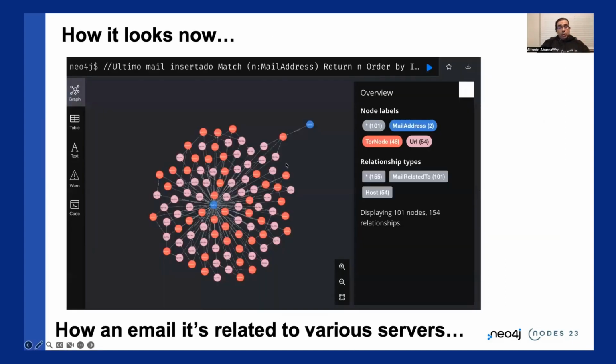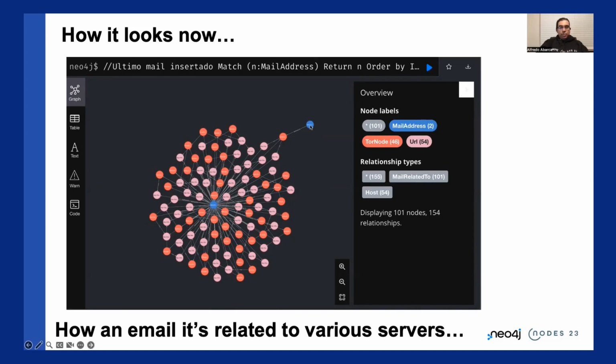How it looks now at the end of this, basically, the thing that you are looking at right now is how all this information looks when you are making a query on Neo4j. This basic query is, okay, the mail addresses associated to certain web pages. As you can see here, we have just two email addresses.